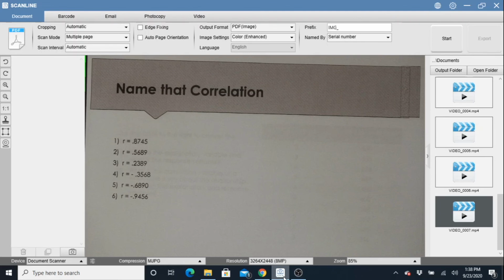So we got that name, that correlation, and I'm a somewhat young person, I guess. I'm not that young anymore. But anytime I see the words "name that" and I see something else, I want to say "name that Pokemon." So it's name that correlation. My jokes are terrible.